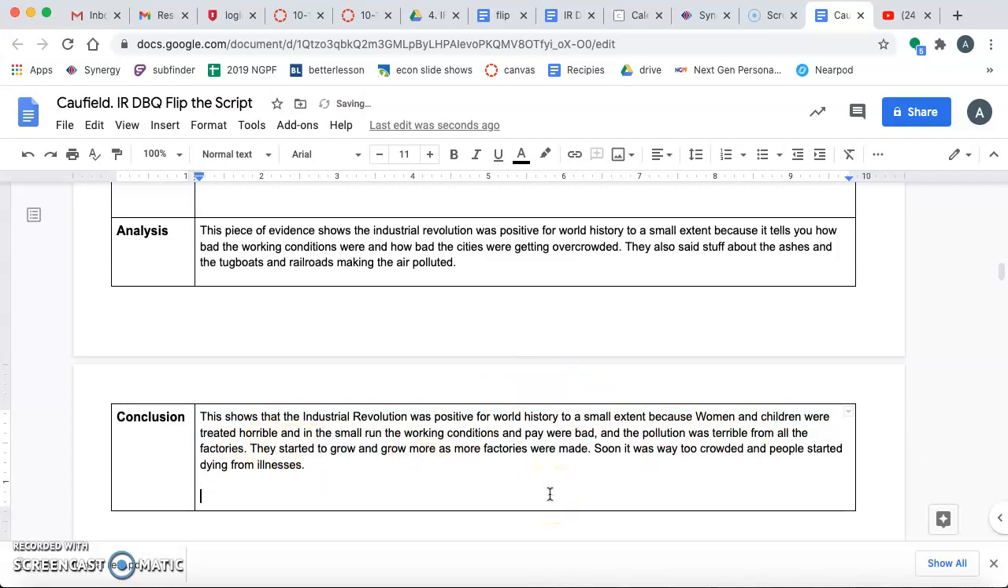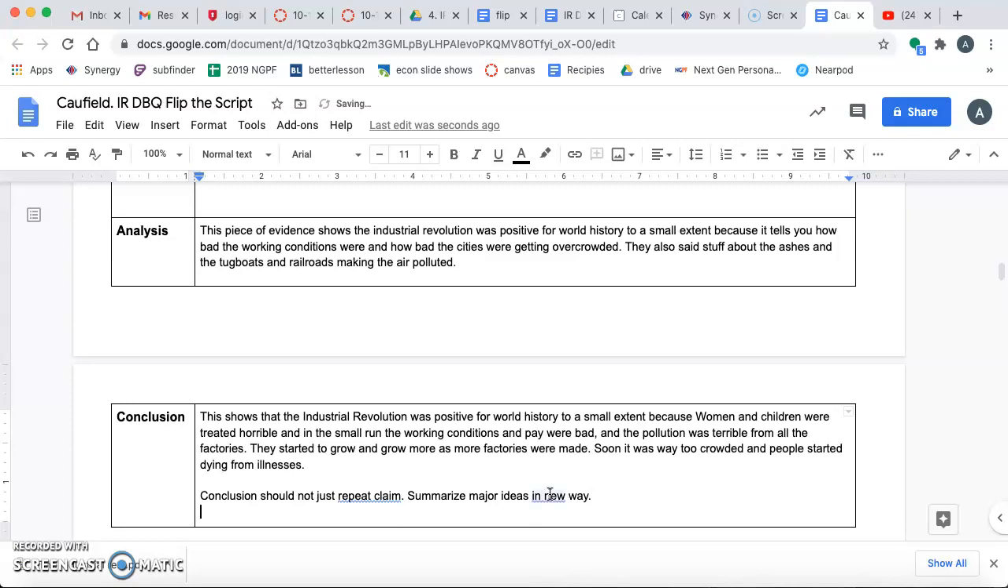Okay, this is just repeating her claim. Conclusion should not just repeat claim. Summarize major ideas in a new way. Connect to importance of topic, okay?